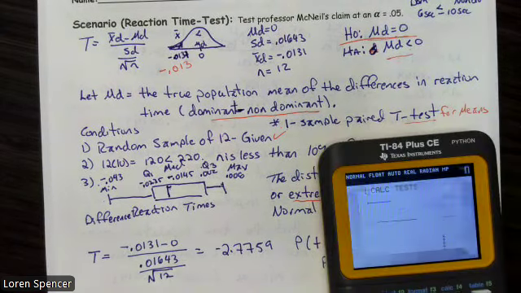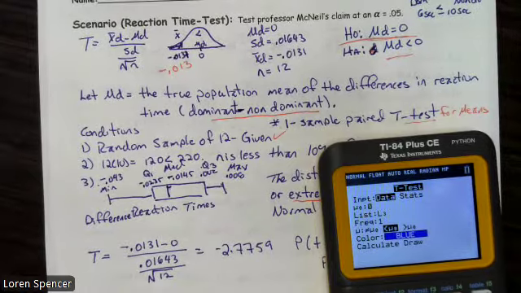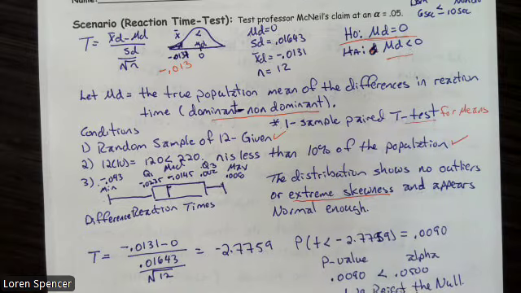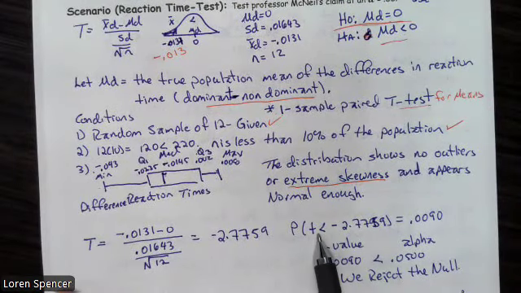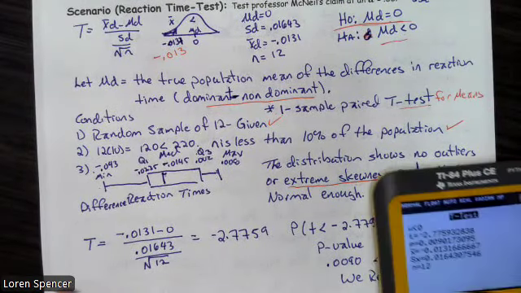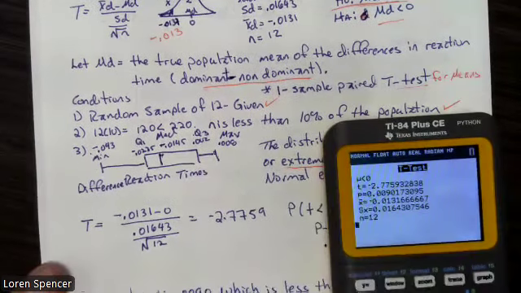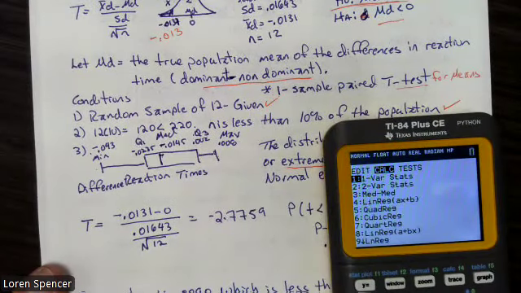When I run the test: stat, test, t-test, mean is 0, blue button 3 for L3. We said it was going to be a less than, so we have that shown, and we calculate. I get a t-statistic of negative 2.7759. The probability that the t is less than that gives me 0.0090.